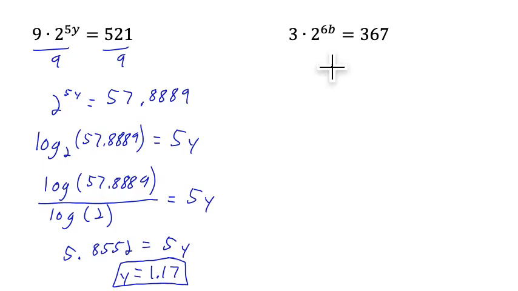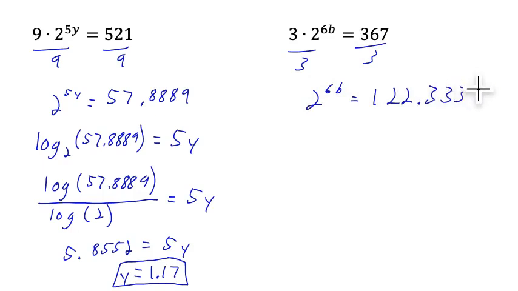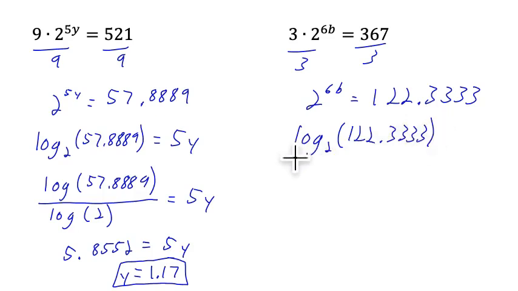Here's one last one. Before we rewrite this using logarithms, let's go ahead and divide both sides by 3. Lots of decimal places because we're not at the answer yet. Now I'll rewrite this exponential equation using logarithms. So I have log base 2 of 122.3333, and that equals the exponent.